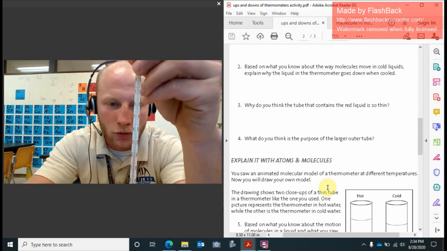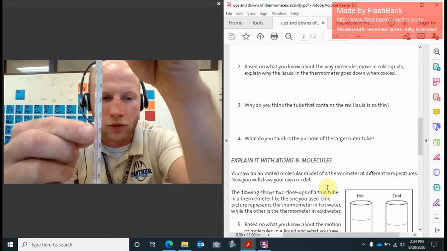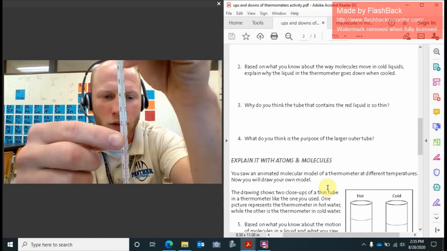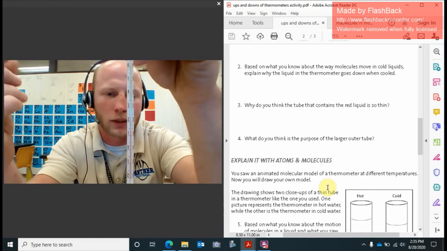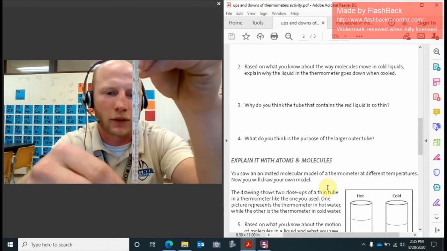So if my tube, so we see, you guys see how thin this red liquid is. What if the tube was as thin as the red liquid itself? Well, then we wouldn't be able to read anything, right? You would literally need a microscope or a magnifying glass to read what's written on there, right?